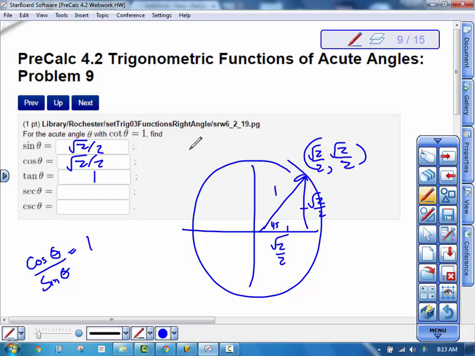And then secant is the reciprocal of cosine, so it's 2 divided by the square root of 2. I'm not sure if they want you to rationalize that denominator or not. But cosecant is the reciprocal of sine, which is 2 over the square root of 2.